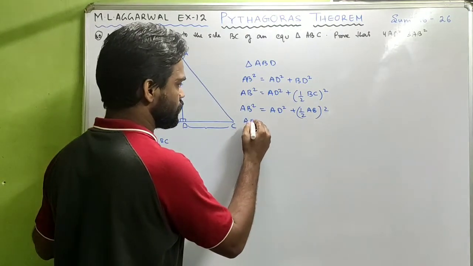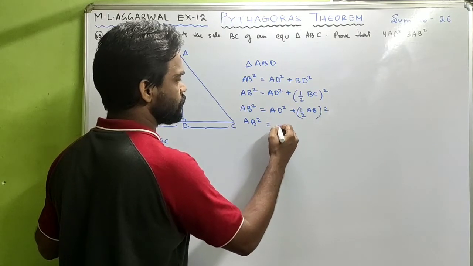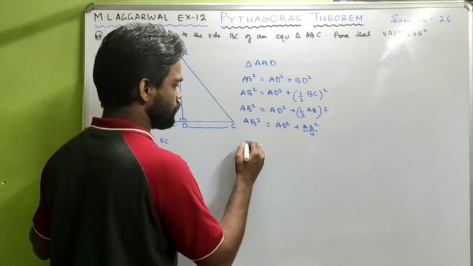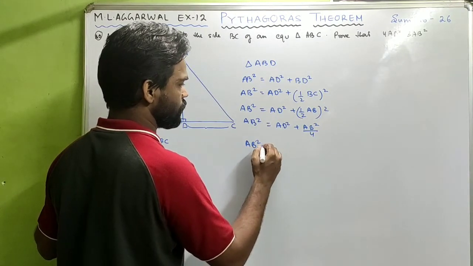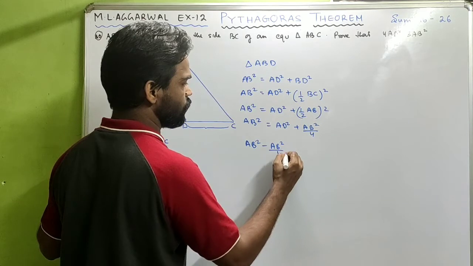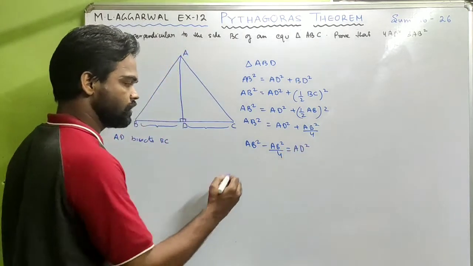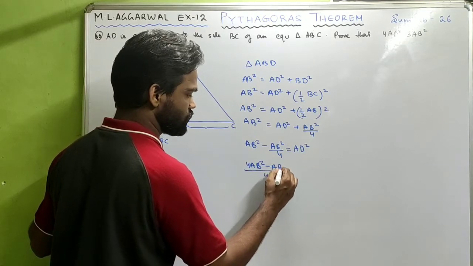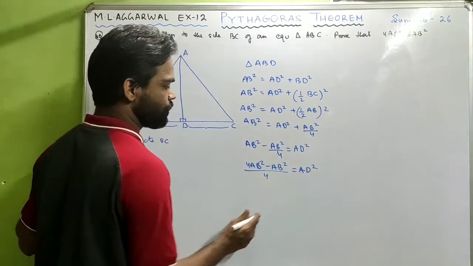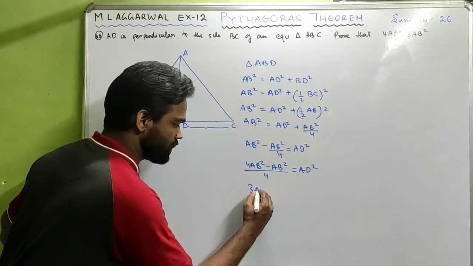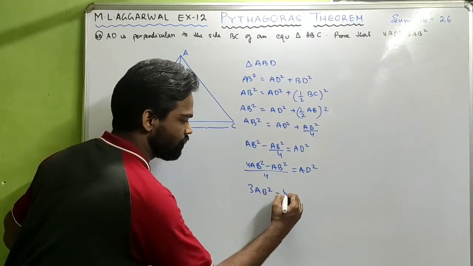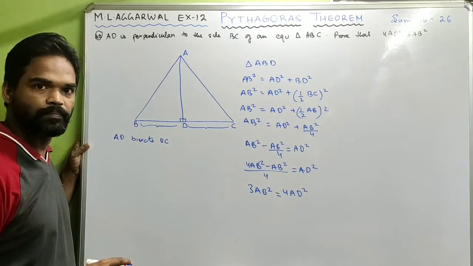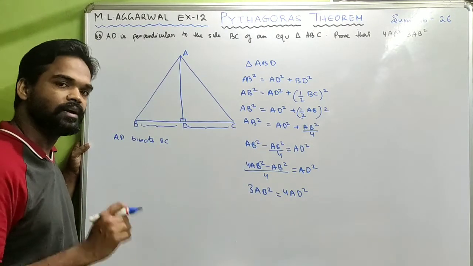Now just solve it. AB square equals AD square plus AB square by 4, which means AB square minus AB square by 4 equals AD square. Now taking LCM, 4AB square minus AB square is equal to 4 AD square. Now this is thrice AB square is equal to 4 times AD square. Proved. Now let us look at the next sum.